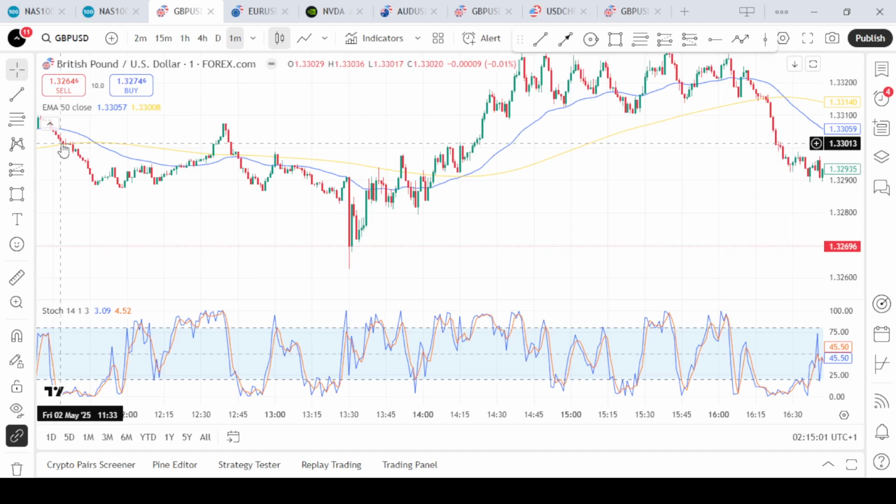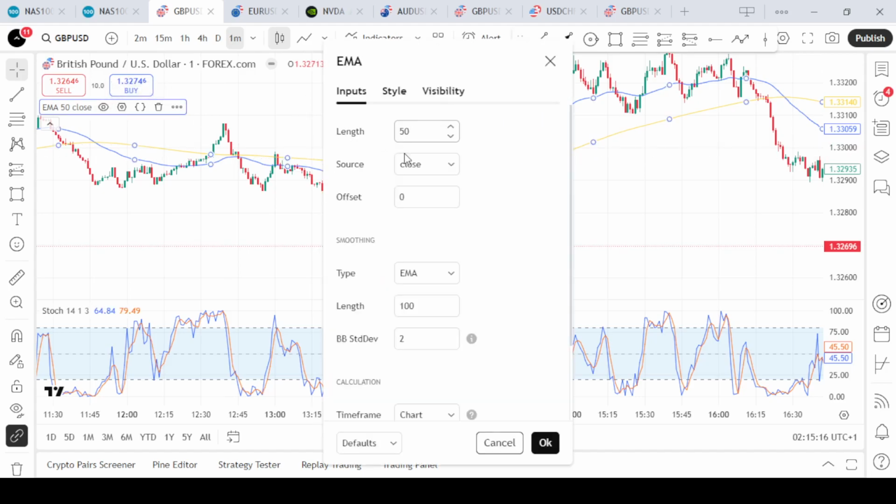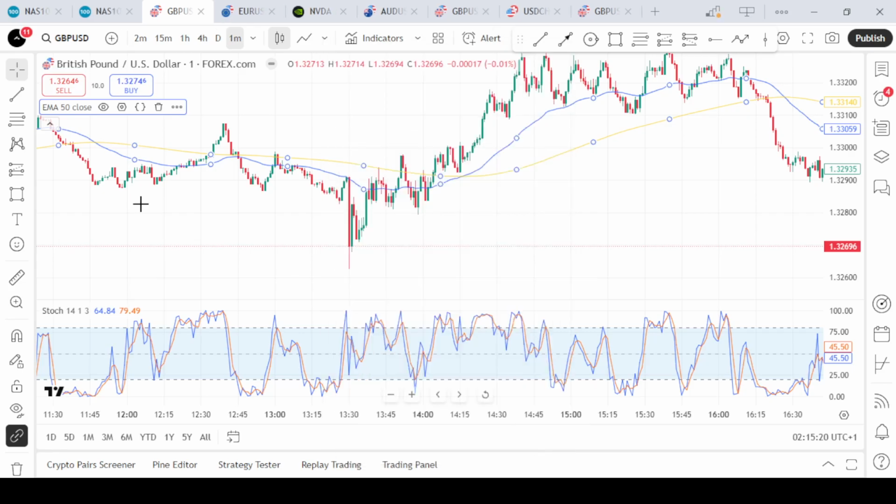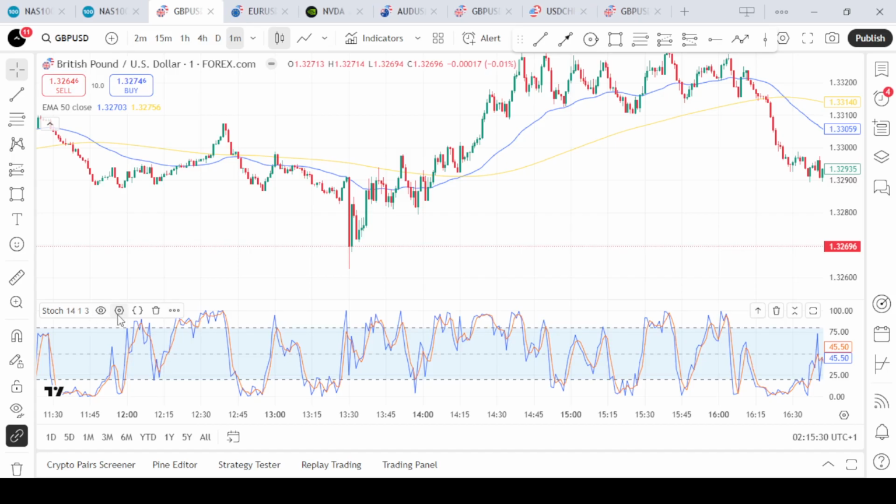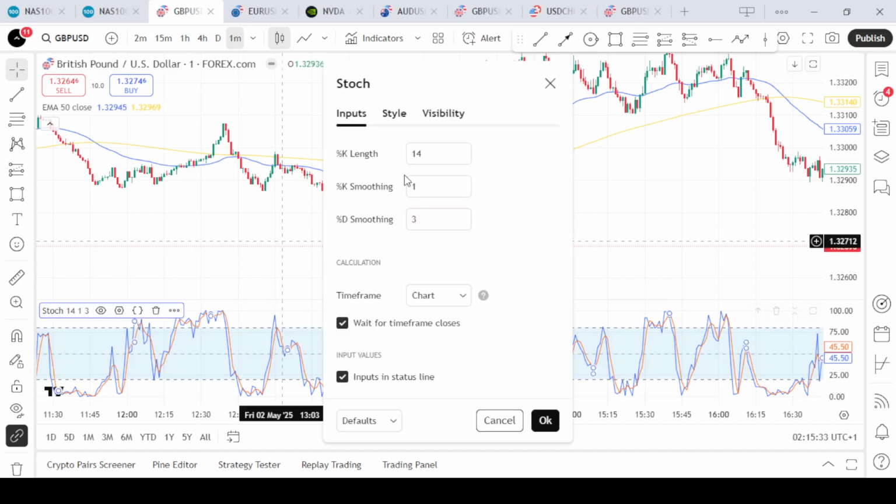So when you set your chart, like in my example, I'm setting my chart to GBP/USD. We set our time frame to the 1 minute time frame, and you apply your exponential moving average. You set lengths of 50 and 100 for your exponential moving average, meaning that we are using a 50 period exponential moving average and a 100 period exponential moving average. In addition to that, we would apply our stochastic oscillator, and we will use a setting of 5, 3, 3.